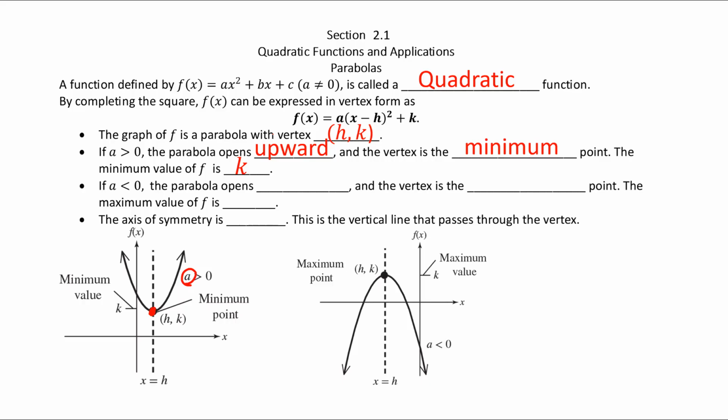And if a is less than 0, so if the number in front of the binomial is negative, then your parabola is going to open downward like the picture on the right. The vertex is going to be at the top of the parabola, so that's a maximum point. The value of that maximum will be k. It will still be the y-coordinate of the vertex. It is the maximum value of that function, the highest it ever gets. The axis of symmetry for a parabola is the vertical line that goes straight through the vertex. Vertical lines are always in the form x equals something, and it will be x equals h, because that is the x-coordinate of the vertex.